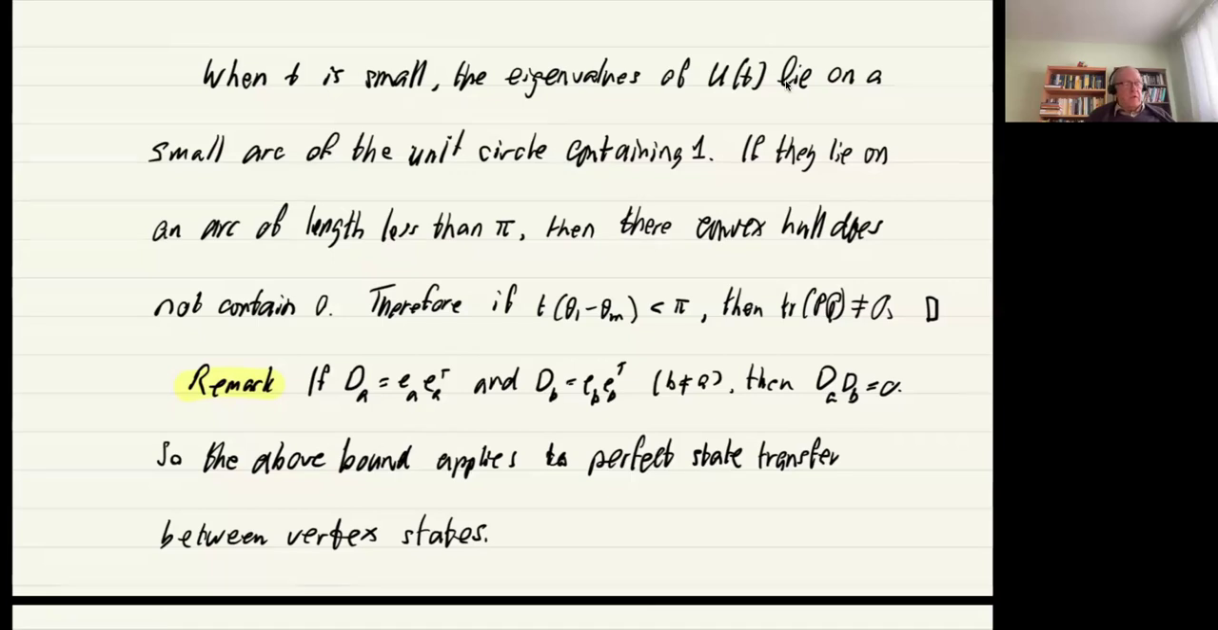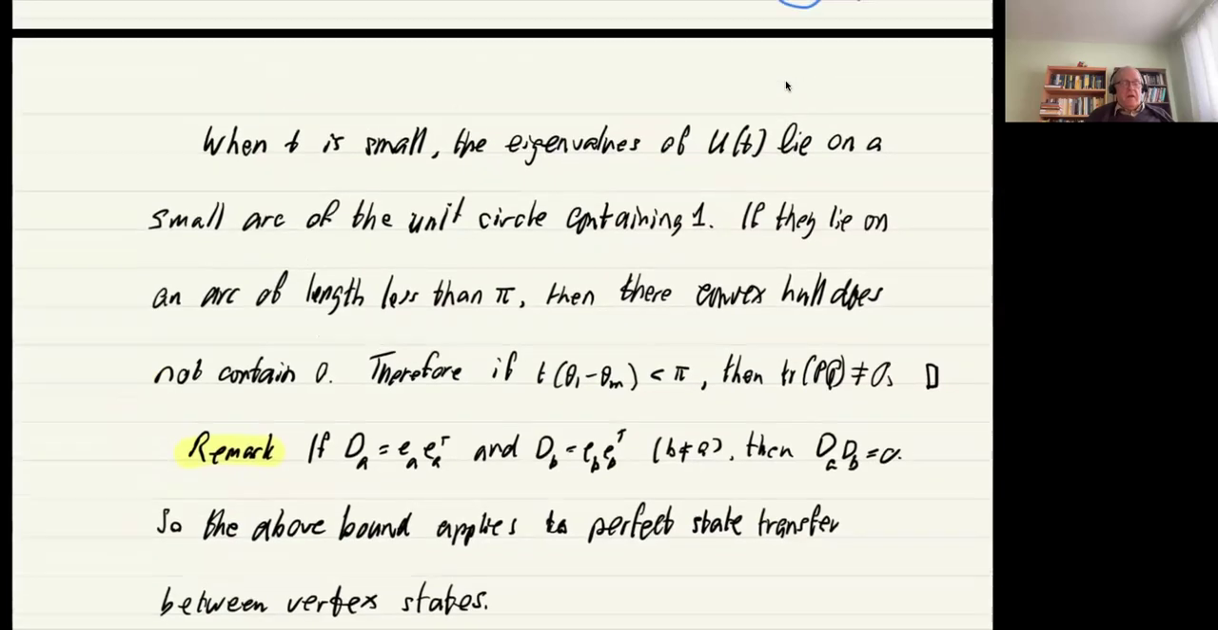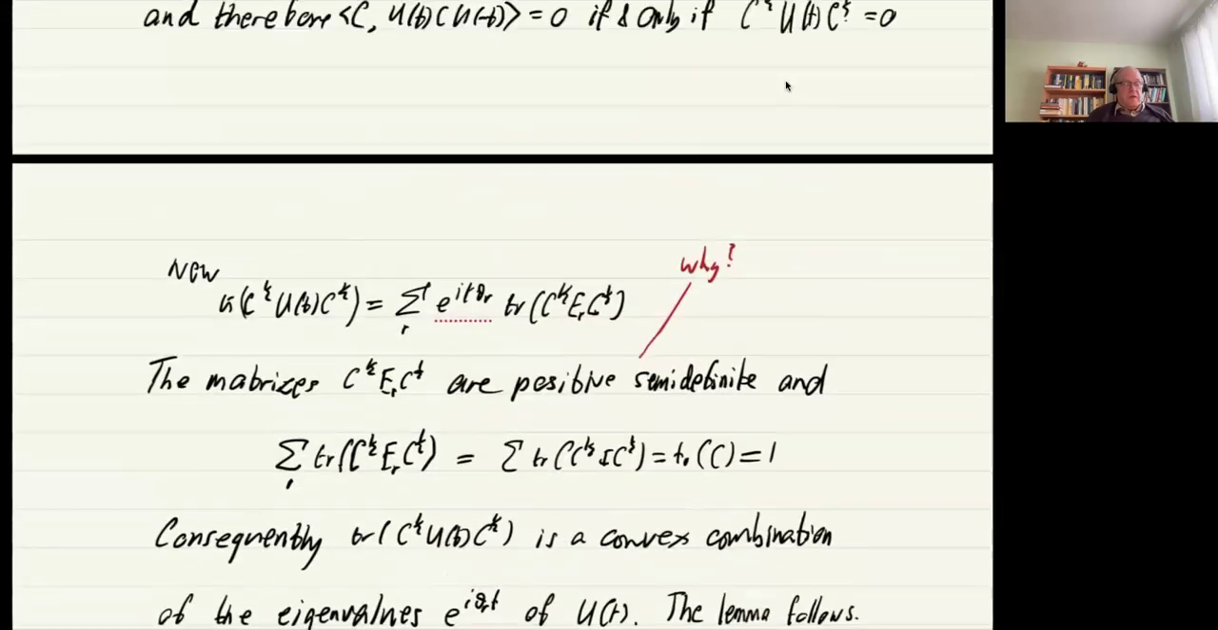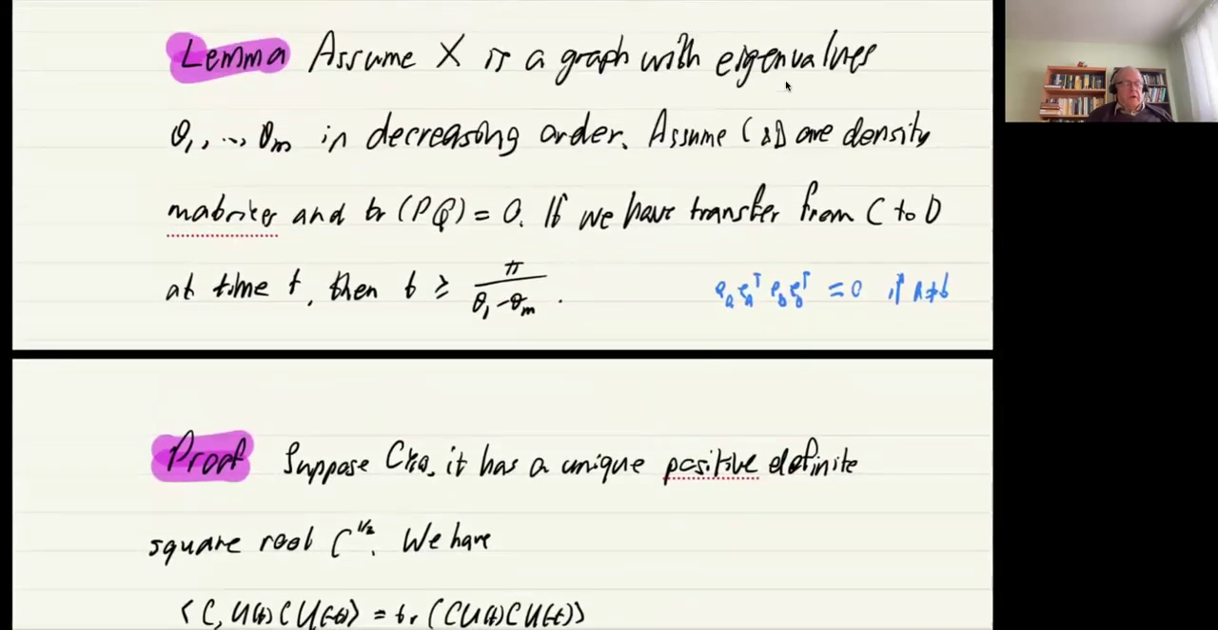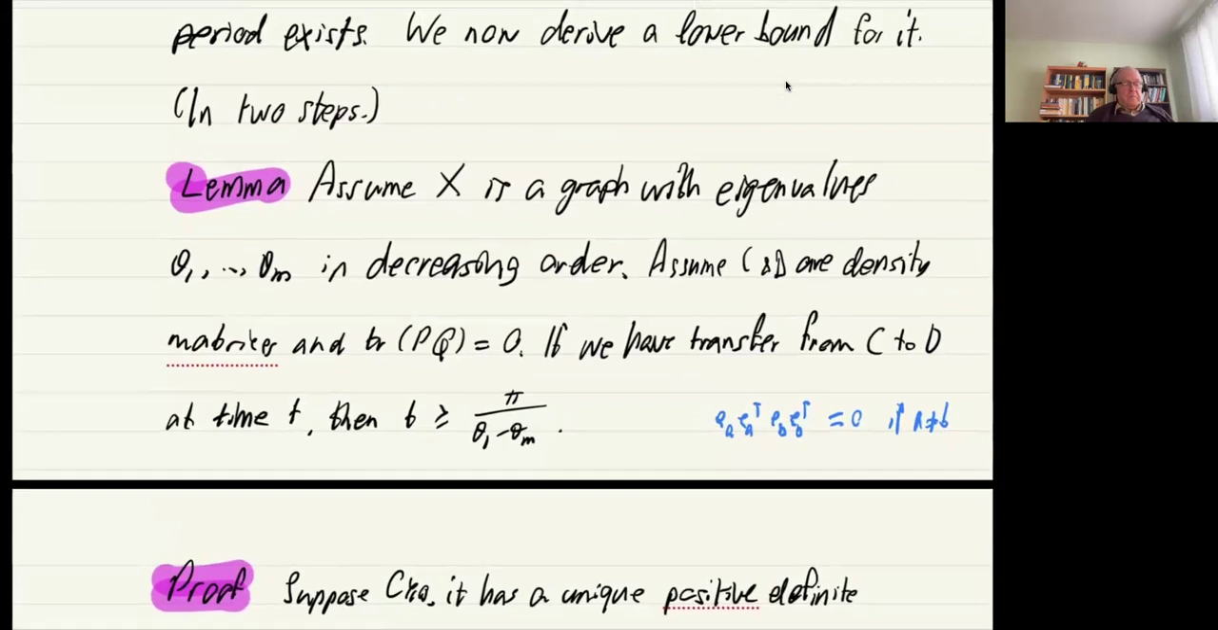And this is a repeated remark I made earlier, that this result applies to state transfer. Now, it is, to me at least, kind of interesting that the only assumption we make about C and D is that they are densities. They don't need to be real, they don't need to be pure, they just need to be densities. And if you want to go back and write down the proofs for pure states or vertex states, you'll discover they're not really any different, not any easier.